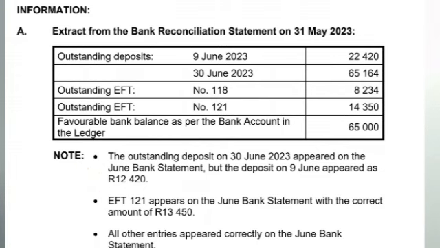Now you will see that in the bank reconciliation statement itself, the deposit on 9 June 2023 says 22,420, and they are telling you that the correct amount was supposed to be 12,420, meaning that this amount has been overstated and the mistake was on our part, meaning that it did not appear on the bank statement in its correct amount. So we need to go back and correct it in our statements.